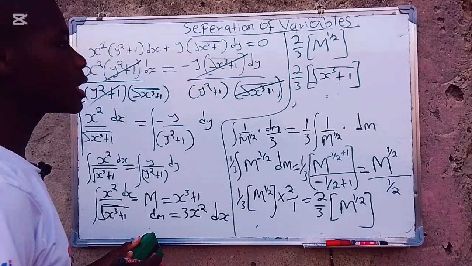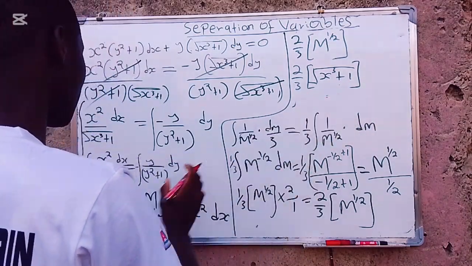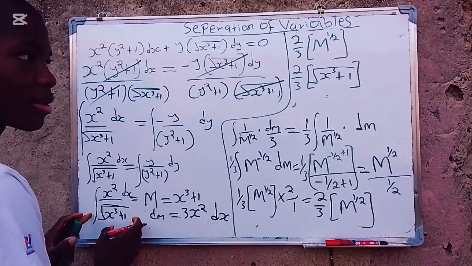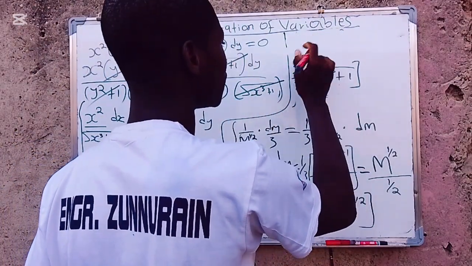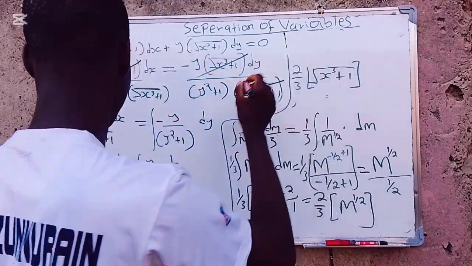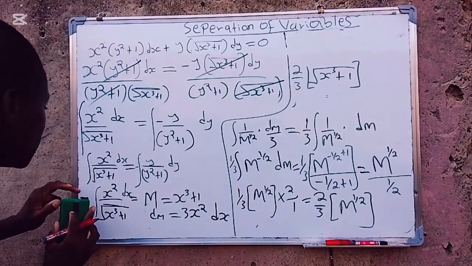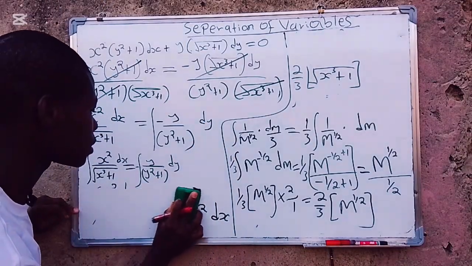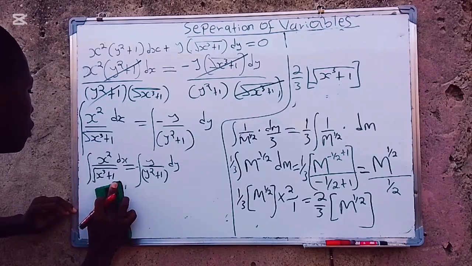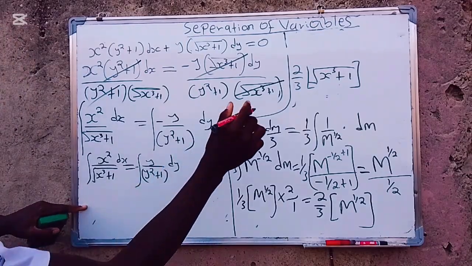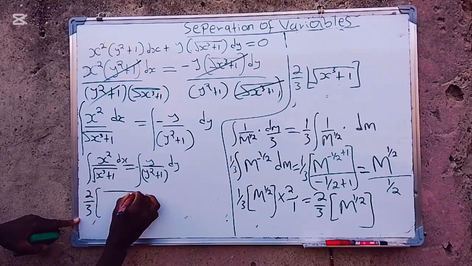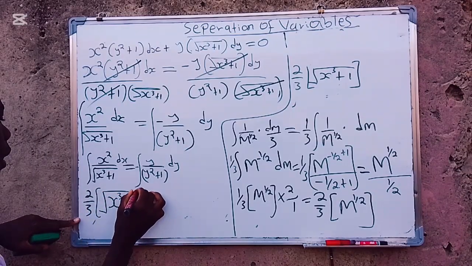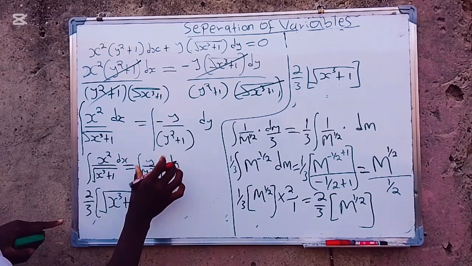So as you can see, I'm done with the integral of this. So I have to keep it aside. Let me clean this. So the integral of this shall now become 2 over 3 of the root of x cubed plus 1. This shall now be equal to the integral of this.